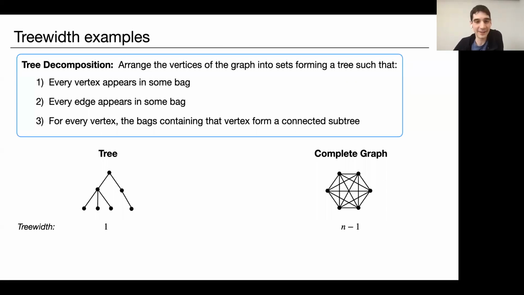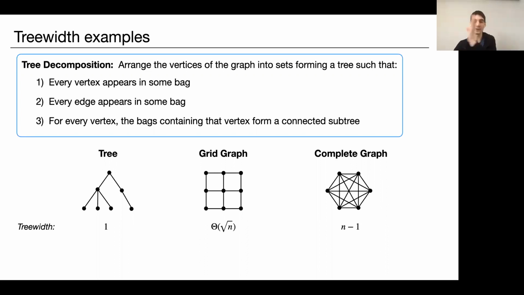Slightly more interesting is the grid graph, which has tree decomposition with width square root n. This is not too hard to convince yourself of. You can see that if you take all the columns of the grid graph, you can collapse them down into single points, which have square root n vertices in them. And you can connect these square root n vertices in a path, and this will form something like a tree decomposition. That's one little thing you need to do.